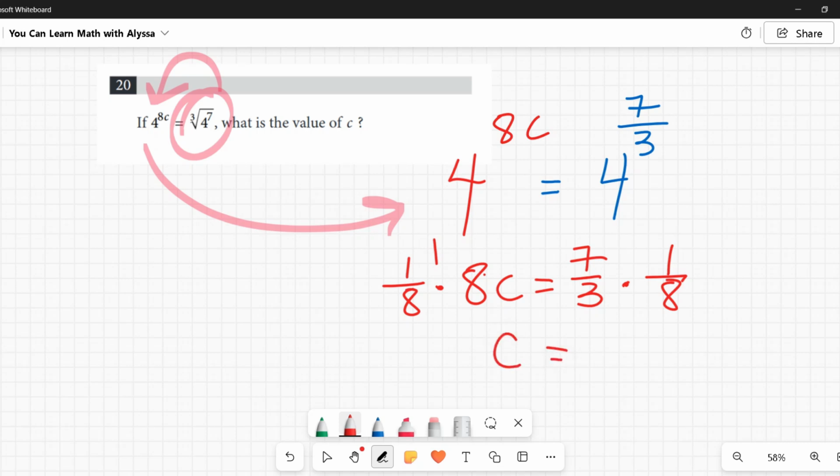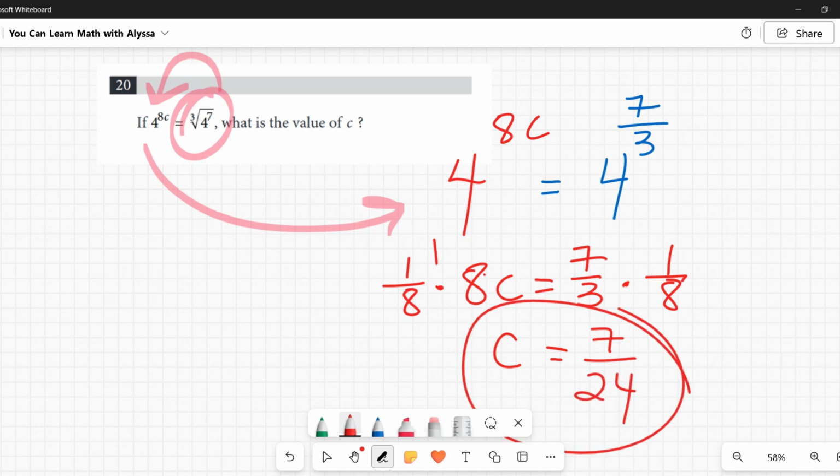And then here I can more easily multiply those together. 7 times 1 on top is 7. 3 times 8 on the bottom is 24. And that's my answer. c is 7/24.